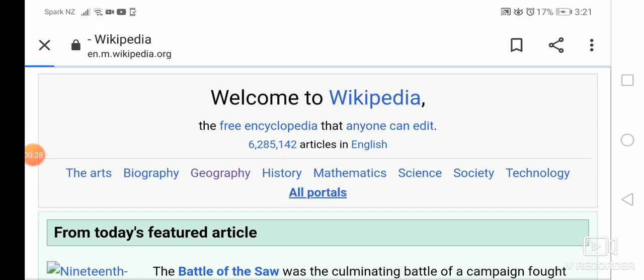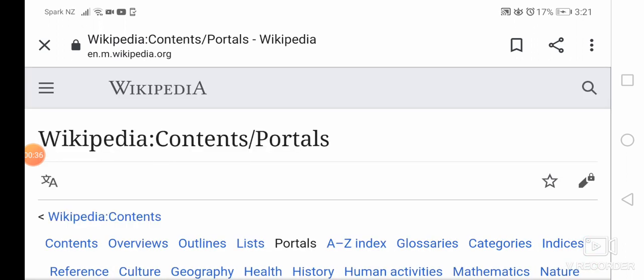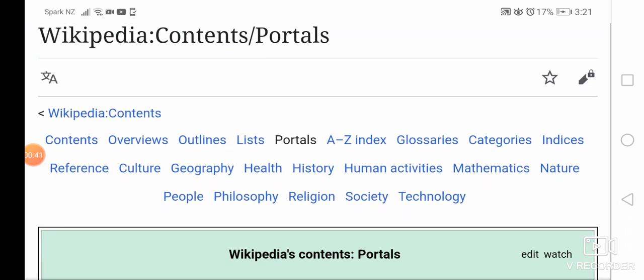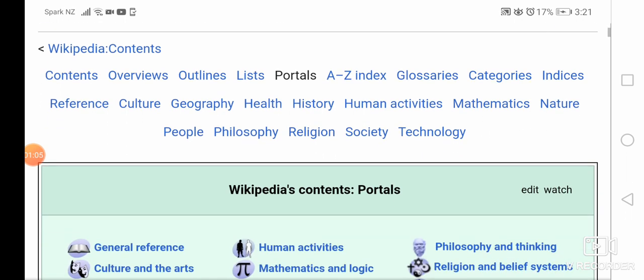That's something. What do they mean by all portals? From today's featured article, and today's featured article looked interesting. They're portals. Contents overviews, outlines, lists, portals, A to Z index, glossaries, categories, indices. What does that mean? Reference, culture, geography, health, history, human activities, mathematics, nature, people, philosophy, religion, society, technology.